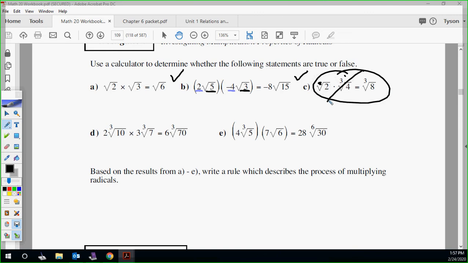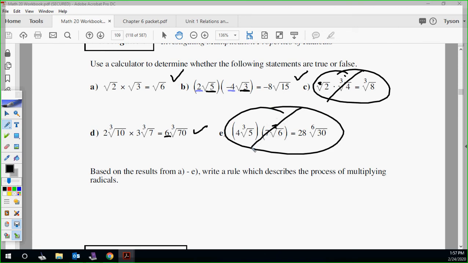Okay. We have 2 cube root 10 times 3 cube root 7. They're both cube roots, so we're good there. 2 times 3 is 6. Cube root 10 times cube root 7 is cube root 70. That one's good. Right, and this one right away, different indexes are a concern. They even multiplied the indexes, got a little bit crazy, which you can't do either. So this one's not good. The indexes are not the same.